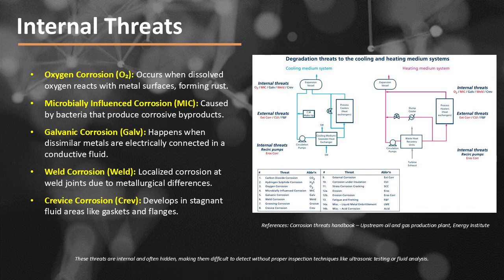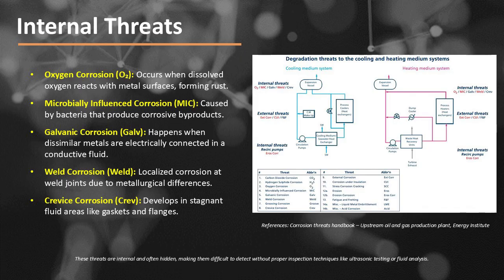Internal threats: these threats are internal and often hidden, making them difficult to detect without proper inspection techniques like ultrasonic testing or fluid analysis. The most common internal threats are the following. Number 1 is oxygen corrosion, or O2, which occurs when dissolved oxygen reacts with metal surfaces, forming rust. Number 2 is microbially influenced corrosion, or MIC, caused by bacteria that produce corrosive byproducts.